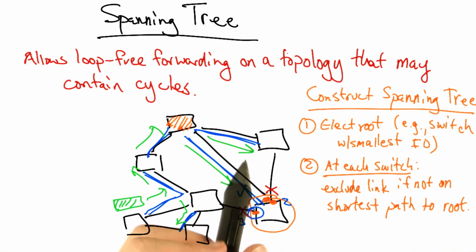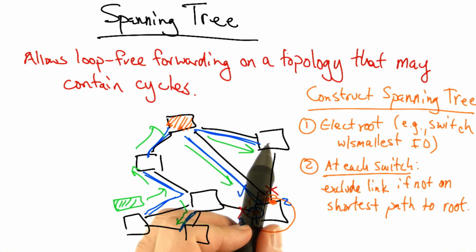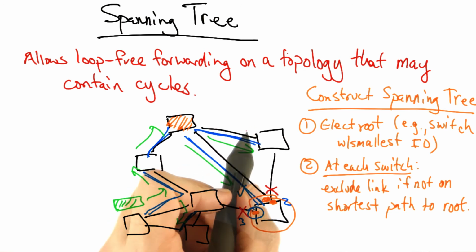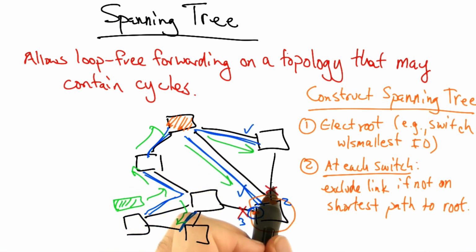We can apply a similar algorithm at each of the switches. Let's take a look at this switch. Here we have a link that's 1 hop away, so that becomes part of the spanning tree. And we have another link that is 2 hops away from the root. So this link is excluded from the spanning tree as well. You can repeat this process at every switch, and ultimately you'll end up with the spanning tree.